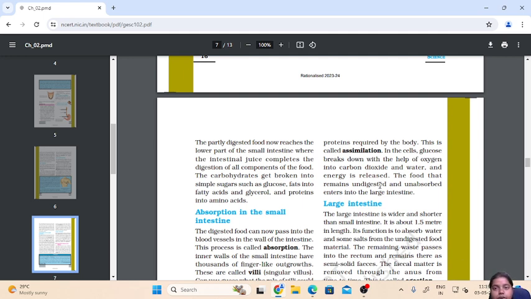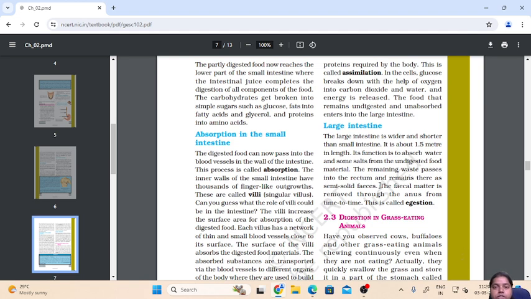What happens in the cells? In the cells, glucose breaks down with the help of oxygen into carbon dioxide and water. So this is the reverse of photosynthesis. What happens in photosynthesis in plants? With the help of carbon dioxide and water, and sunlight, it forms glucose. Here glucose breaks down, and that releases a particular form of energy which is required for the normal maintenance of the living organism.